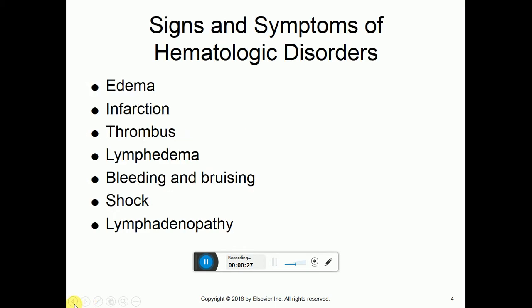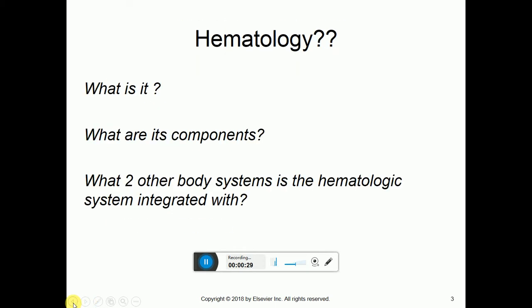Okay? So what is hematology? What are its components? And what two other body systems is the hematologic system integrated with? Hematology is the branch of science that studies the form and structure of blood and blood-forming tissues. Two components are, the first one is plasma and formed elements, which would be your erythrocytes or red blood cells, and the second is leukocytes or white blood cells and platelets. And platelets are also known as thrombocytes.